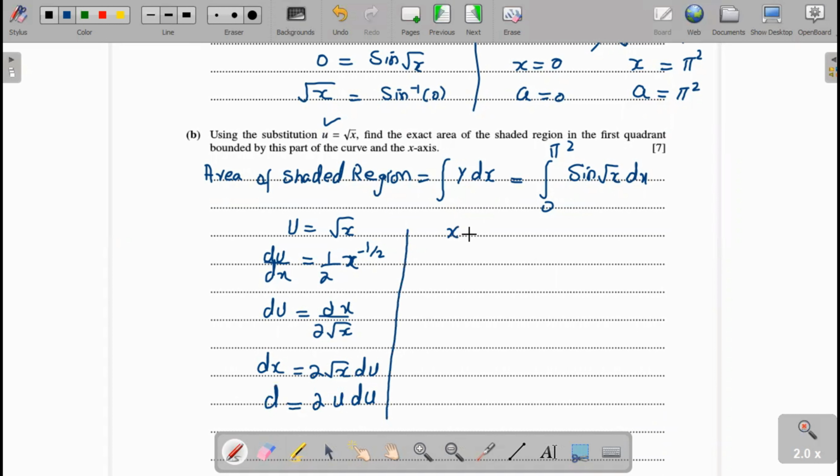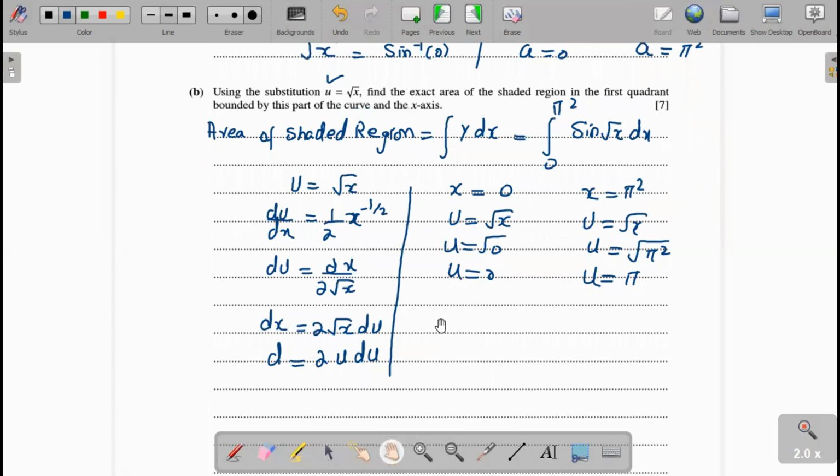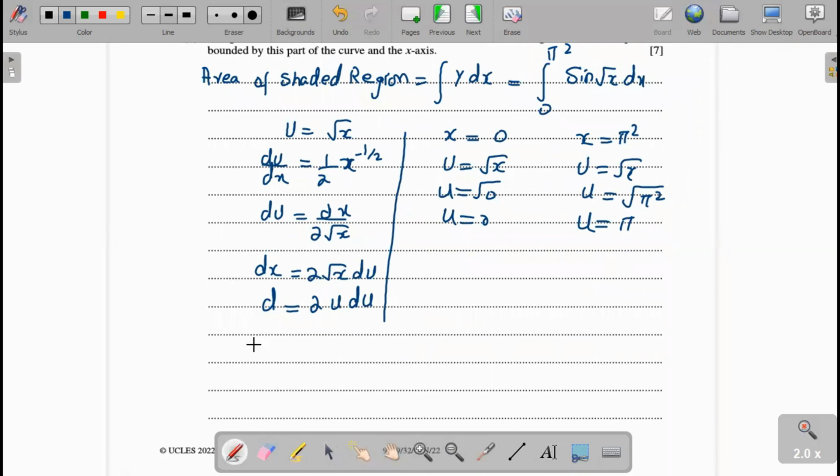Now the limits: when x equal to 0, u will be equal to under root x, so u equal to 0. And for the second limit, when x equal to pi square, u will be equal to square root of pi square, so u will be equal to pi. Now we substitute the values here, so the limits 0 to pi square become 0 to pi.